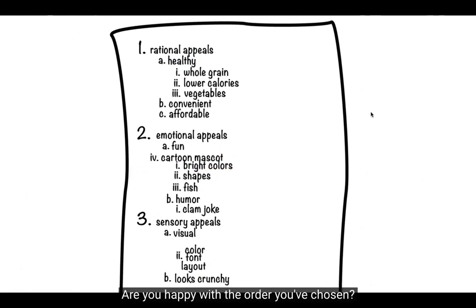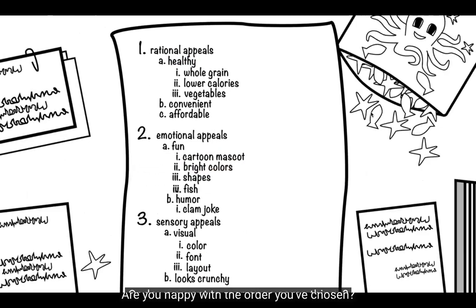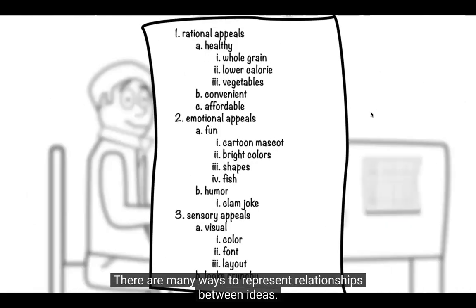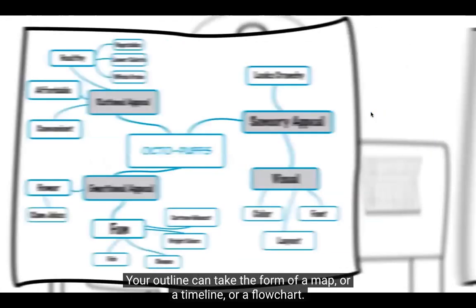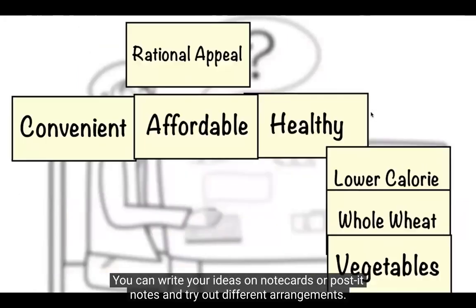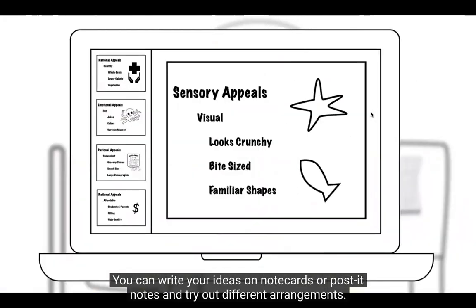Are you happy with the order you've chosen? Or do you want to rearrange some things? Outlines don't have to look just like this. There are many ways to represent relationships between ideas. Your outline could take the form of a map, or a timeline, or a flowchart. You could write your ideas on note cards or post-it notes and try out different arrangements.